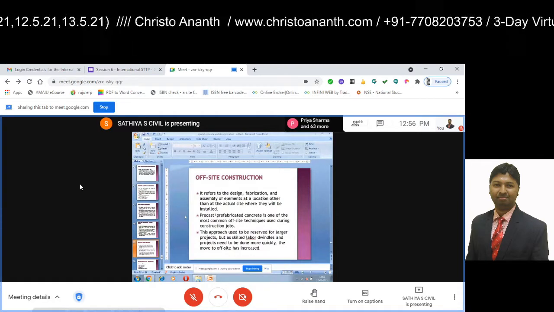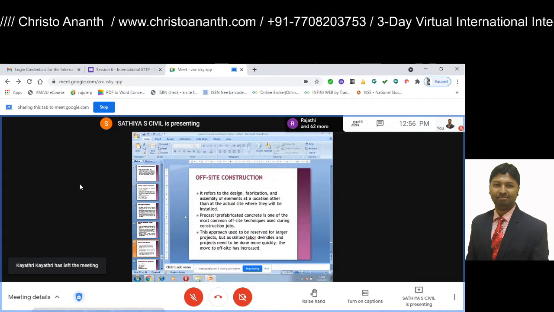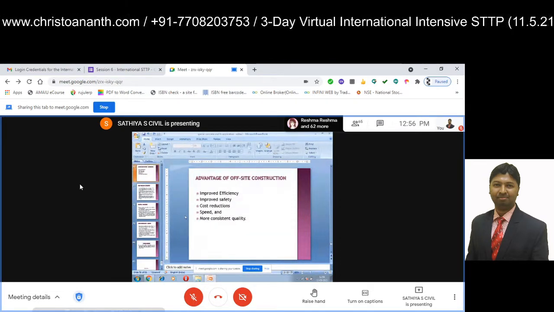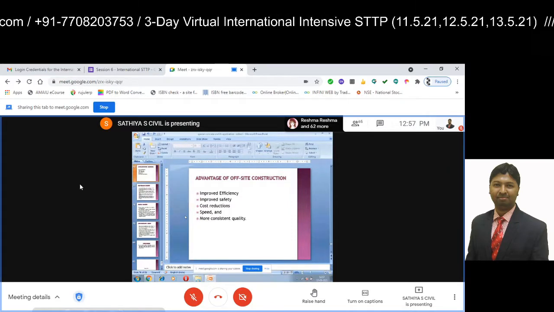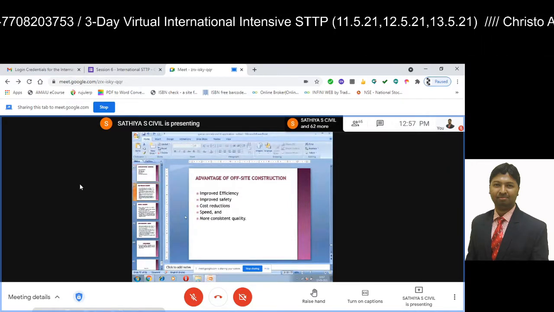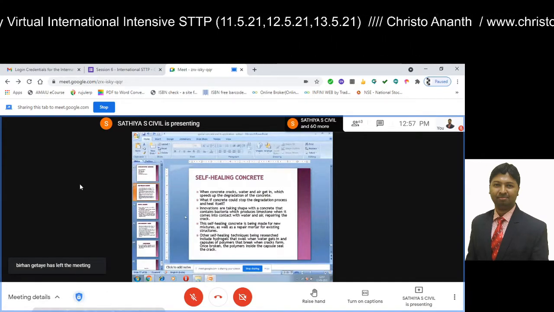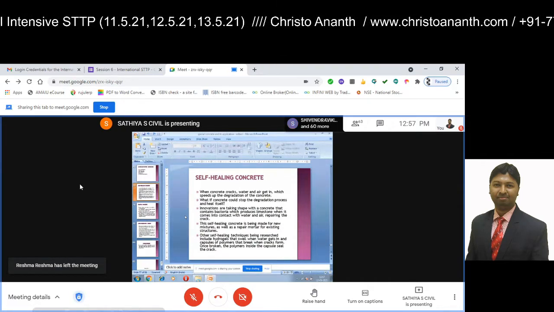Here we are in lack of skilled laborers. Hence, the project should be completed in a very fast manner. Then the advantages of off-site construction are improved efficiency, improved safety, cost reduction, speed, and more consistent quality. Then self-healing concrete, it is used for repairing existing structures.